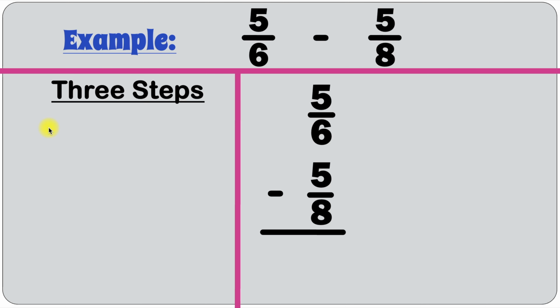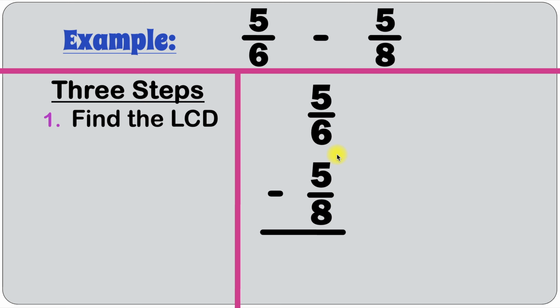Step number 1. We need to make sure we find the LCD. These letters LCD stand for least common denominator. And all that is just the least common multiple for the denominators in your fractions. Our top fraction is 5/6. In that fraction, the denominator is 6. And in this bottom fraction, 5/8, the denominator is 8. So we're really focusing on the numbers 6 and 8. And we're going to find the least common multiple for those numbers.